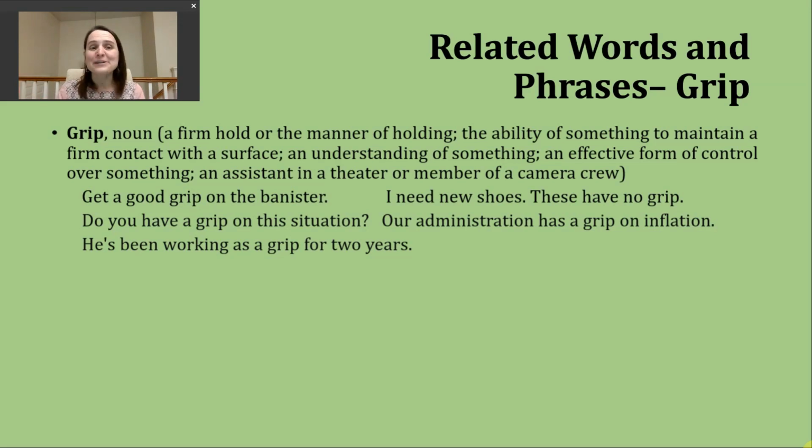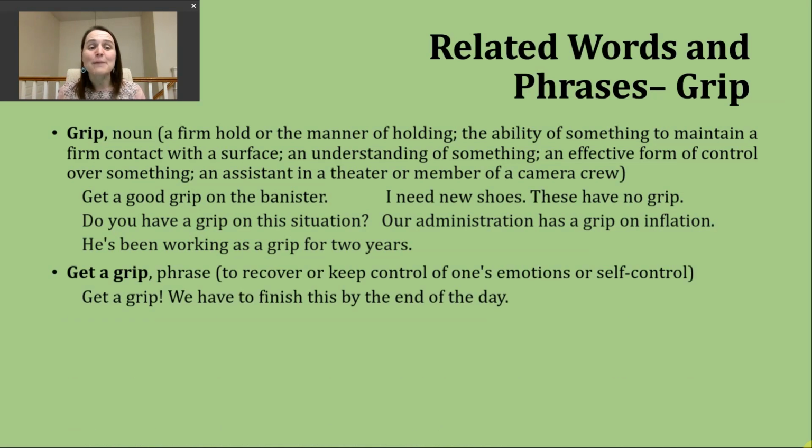A fifth way you can use the noun grip is to refer to a person. This could be someone who works as an assistant in a theater, maybe a member of a camera crew, somebody who helps the camera crew set up and move equipment as they're shooting TV shows, movies, etc. An example of this noun in a sentence: he's been working as a grip for 2 years. So in case you hear somebody with that job title, now you know.